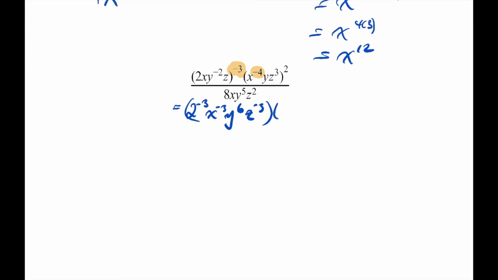And then the other one, power to the power, and I get x to the power of negative 8, y squared, z to the power of 6. And in the denominator, not much is happening there. We're just going to be left with 8xy to the power of 5z squared.